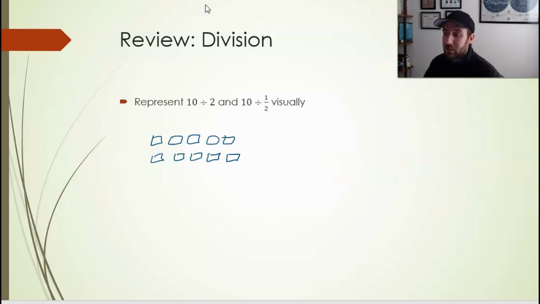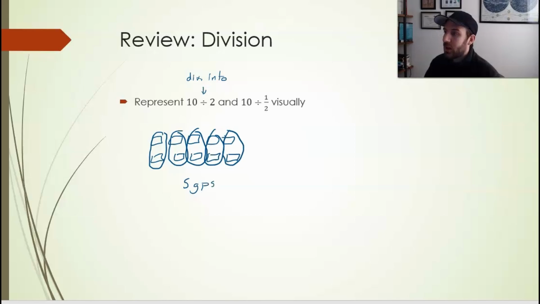One way that I like to think about it is that it's being divided into groups of 2. So 10 divided by 2 is 10 divided into 2s. So we're looking at these 10 objects and we're grouping them off into 2s. Here's 2, there's 2, there's 2, there's 2, and there's 2. So in doing this division into 2s, we have created 5 groups. And that's one way we could look at it.